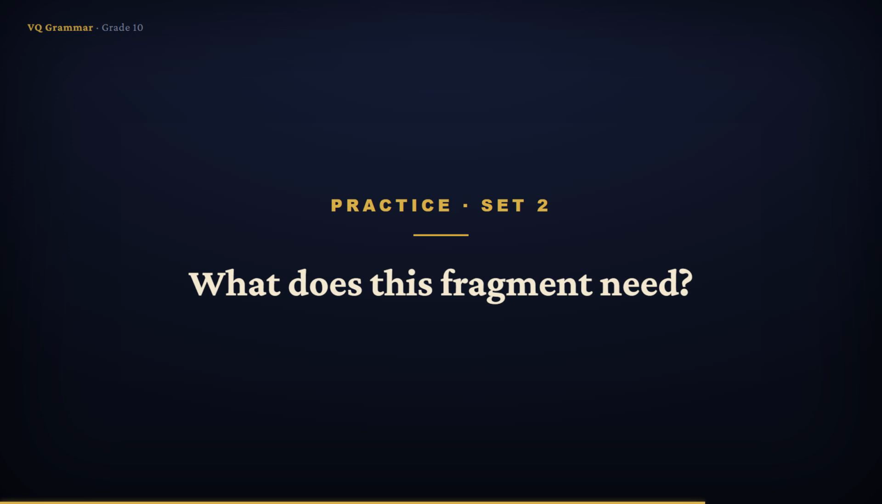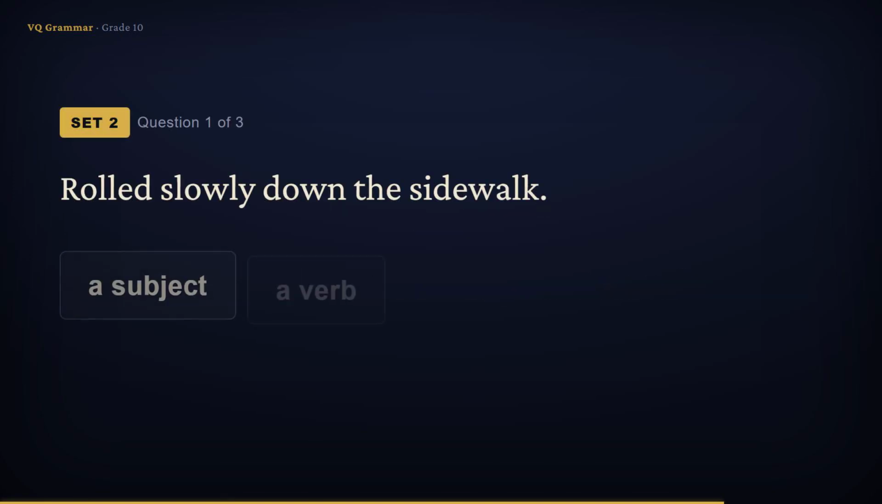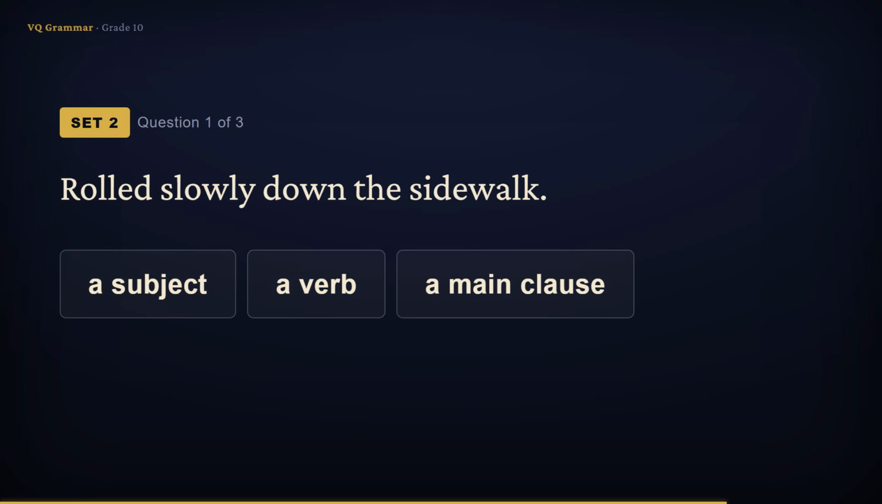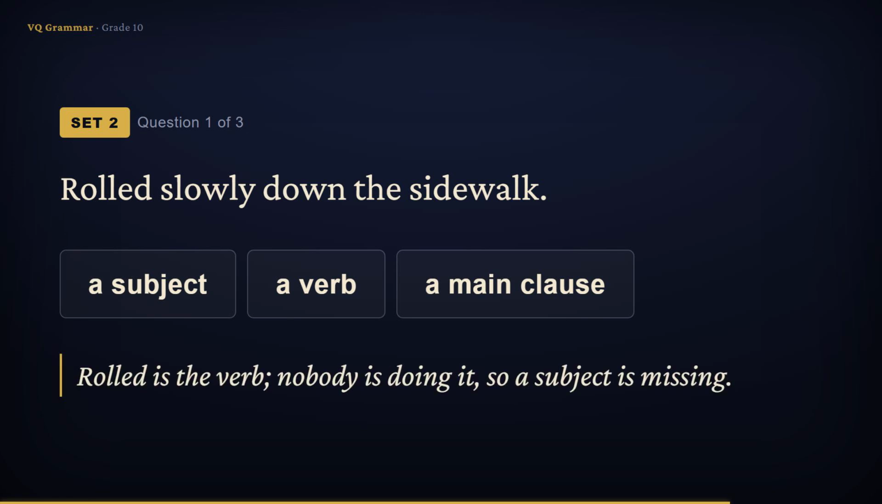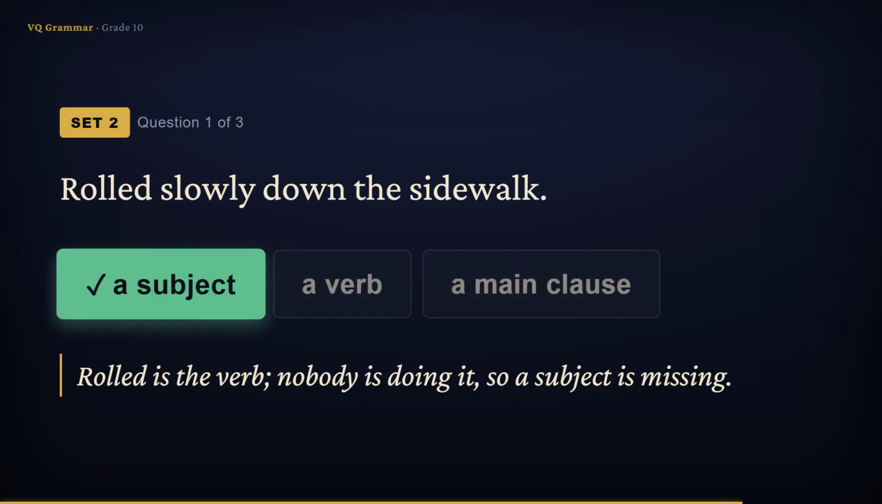In this second set, every item is already a fragment. Your job is to say what it needs to become a sentence, a subject, a verb, or a whole main clause to attach to. Pause and decide before each answer. Rolled slowly down the sidewalk. There's your verb, rolled. And there's a direction, but ask who or what rolled, and nothing answers. What this fragment needs is a subject.